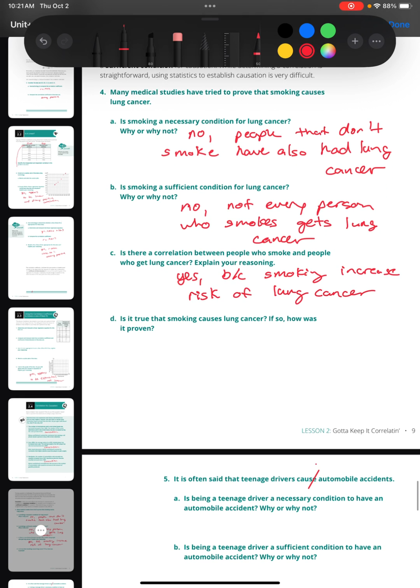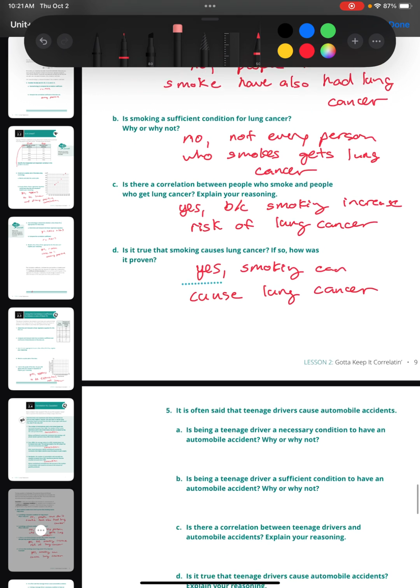And then D, is it true that smoking causes lung cancer? So yes, it has been proven that smoking can cause lung cancer. But it is not the only factor that can cause lung cancer. But it has been proven that it can cause lung cancer.